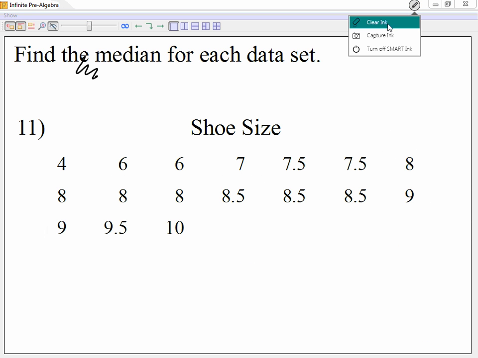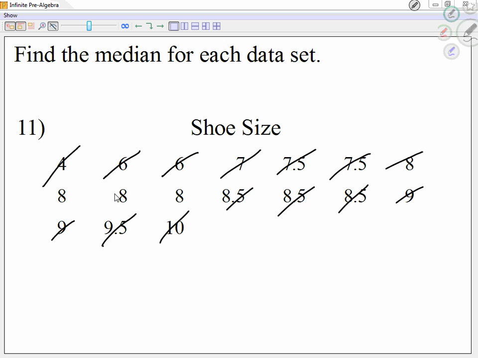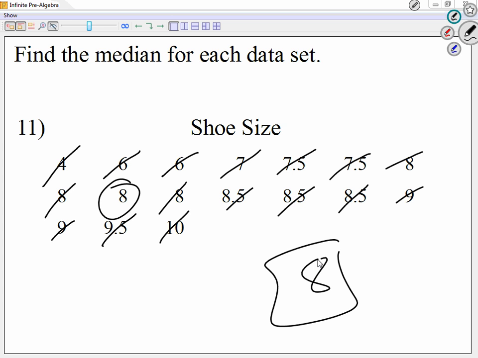Okay, so looking at the median, I'm going to cancel the smallest number and the biggest number. I'm trying to make my list smaller. So again, let me cancel the smallest and the biggest, and again, and again, and again. If you're left with only one number, that's the median. Right? That's the number in the middle.